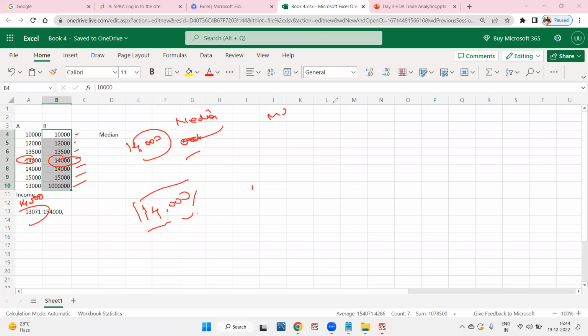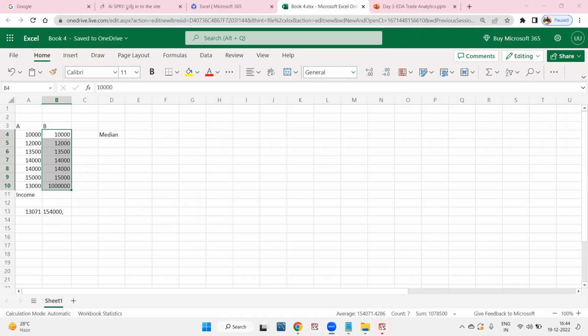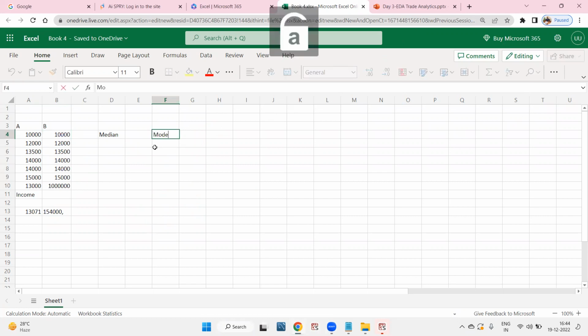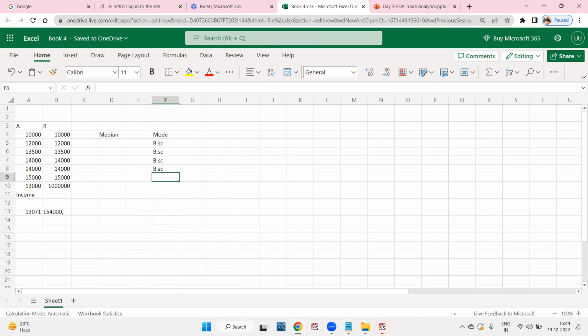What is mode over here? What do you understand by mode? Mode is used when you have non-numerical data. For example, a designation or educational status: BSc, BSc, okay, and MSc, B.